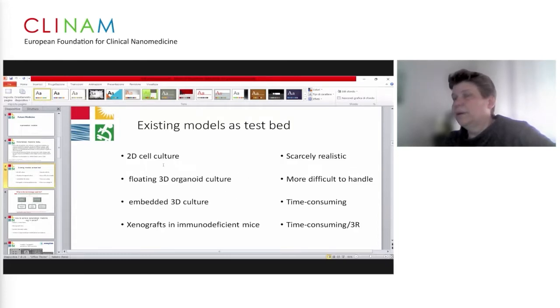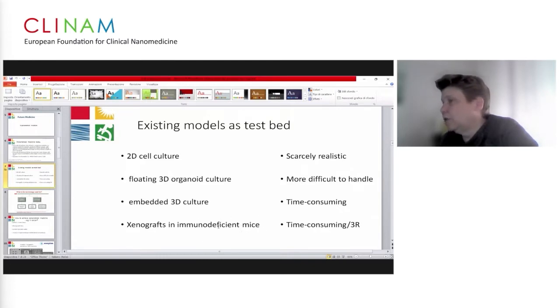So we are usually developing 3D models, but there are some difficulties there. Then we had Matrigel in order to mimic the microenvironment in terms of having environmental tissue. However, building a 3D model is usually quite time consuming. And then our final choice is xenografts, the so-called PDX, patient-derived xenografts in immunodeficient mice.